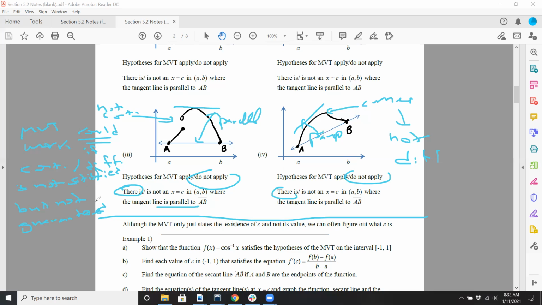Now, let me talk about the next part here. Although the mean value theorem only states the existence of C and not its value, so it just tells you that there is some value, we can figure out what C is by using the example below, and then we'll stop the notes there. And we'll pick it up on page 3 next time we meet.